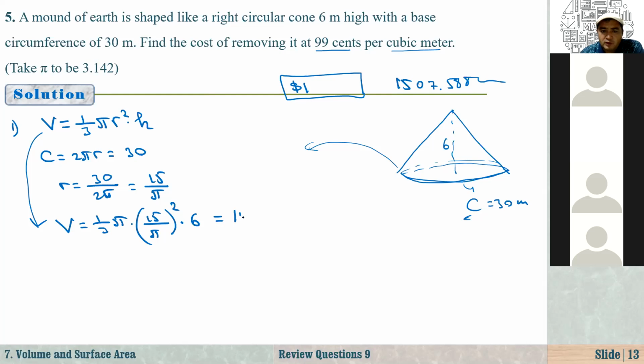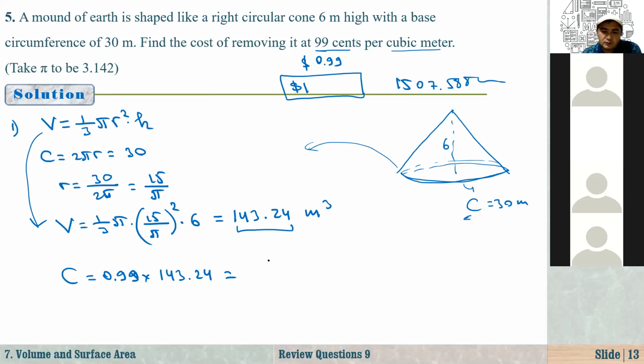So here we have 143.24 meter cubed, right? Now in the question, it says 99 cents per cubic meter. So that means here we have $0.99. Let's just find this in dollars. If 1 meter cubed costs 0.99, we should multiply this 0.99 by the volume, because the volume is this much. So that is 143.24 multiplied by 0.99.